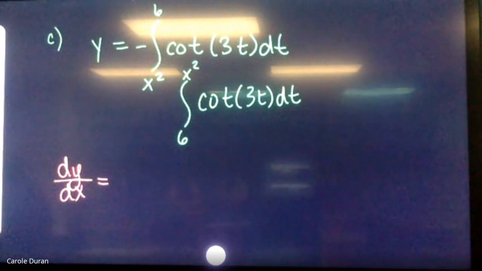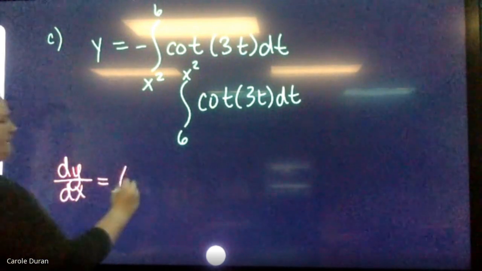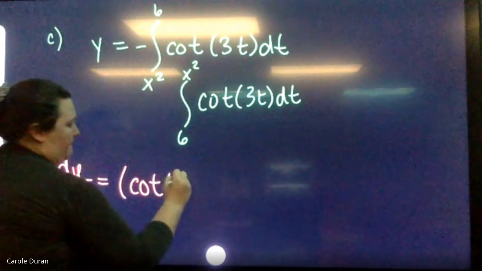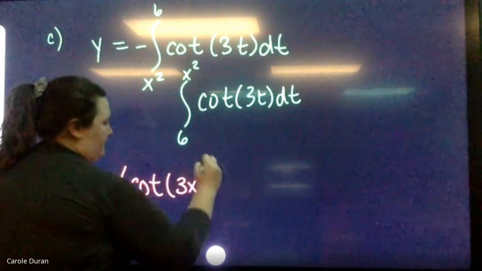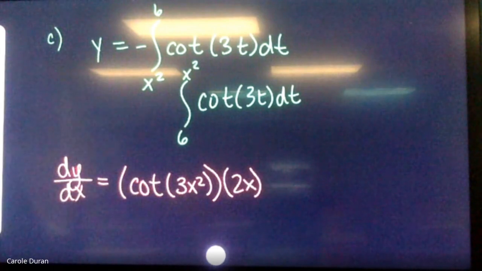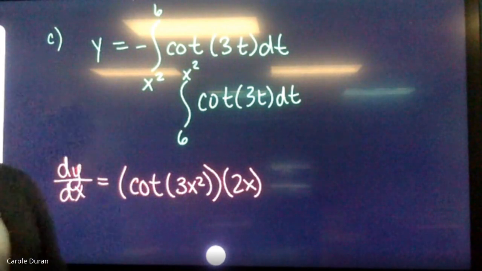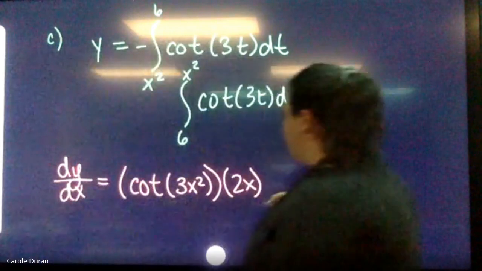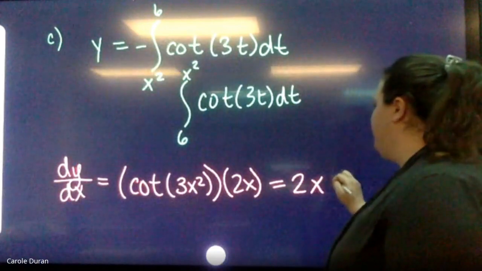What am I gonna do, Tiana? You are going to cotangent of 3x squared times 2x, because that's the derivative of x squared. That's the derivative of x squared. We don't like stragglers at the end after a trig function, so I'm just gonna move that out front and then I'm done.